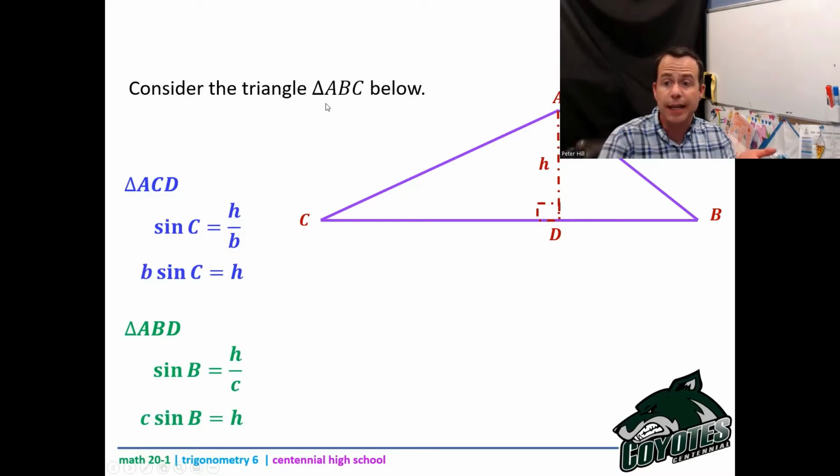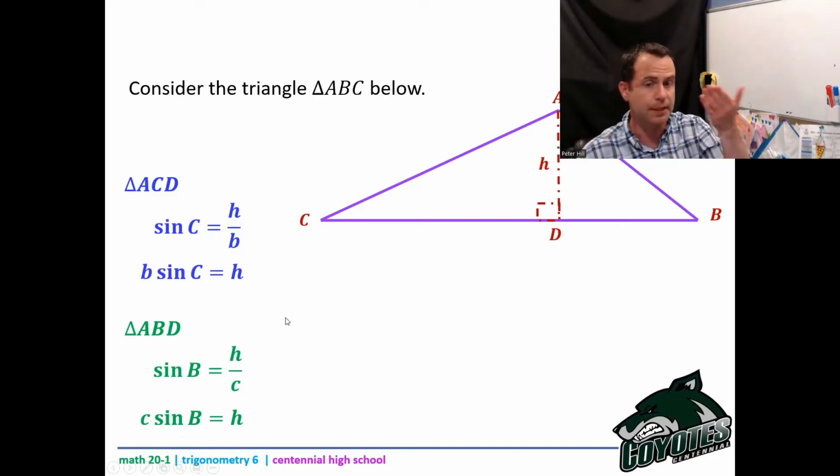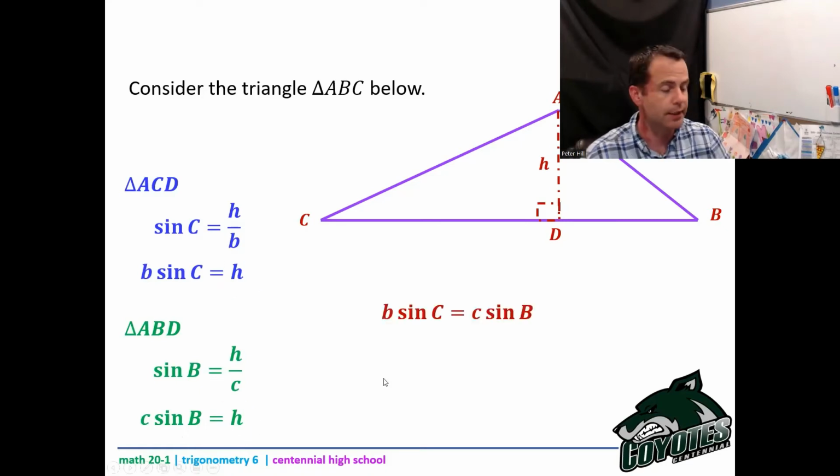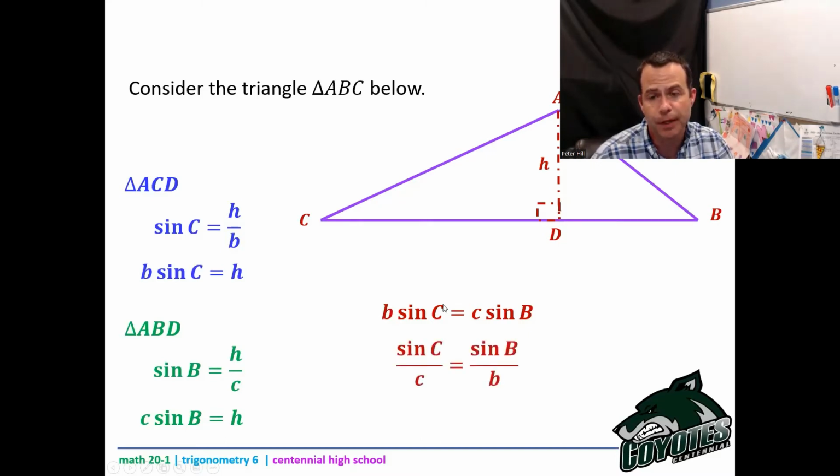Well, H is H, right? This H here and this H here are not different H's, which means I can sub this H with C sine B, or if you want to think of it, I can sub this H with B sine C. It doesn't matter. Either way, I'm going to arrive at a statement that reads like this. Okay, well, now I'm going to create a fraction from this. I'm going to divide both sides by C and divide both sides by B. And what that gives me is sine of C over C equals sine of B over B. And that actually is the sine law.